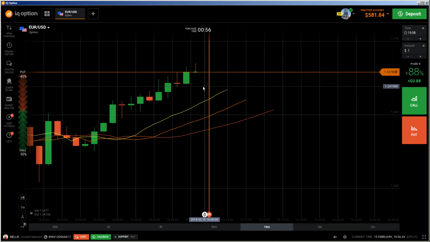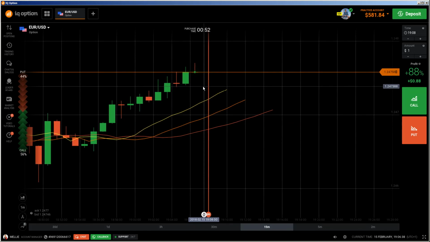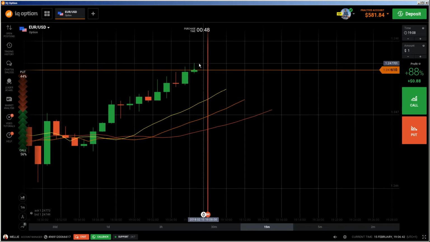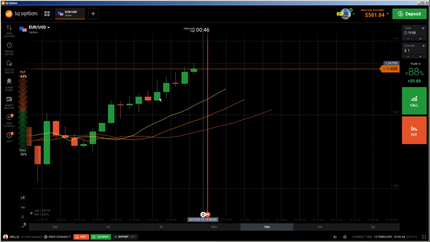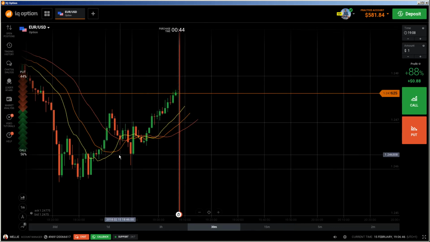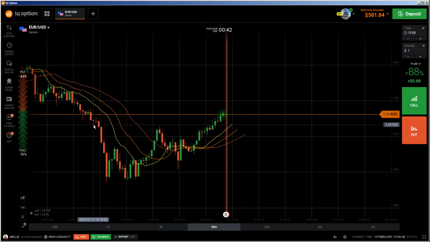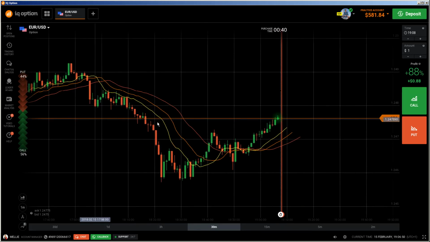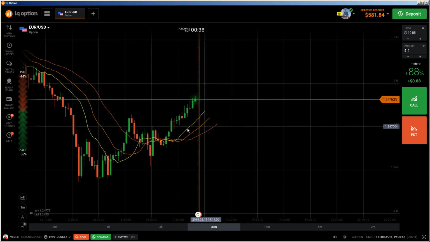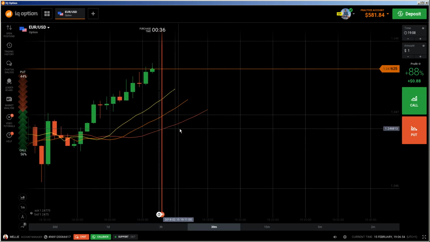Yes, and so you have to be careful. You cannot go on every candle in a call or in a put only because there is a trend. Yes, because in an uptrend there is always some kind of retracement. Here you see a retracement, here a retracement. Yes, and also in the downtrend. Okay, so you have to be careful.